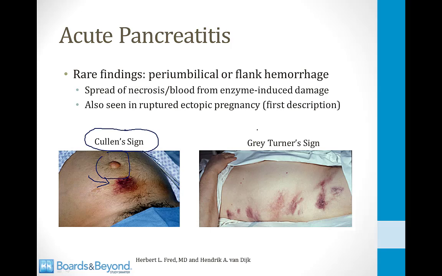The other physical exam finding is called Gray-Turner sign. This is hemorrhage under the skin in the area of the flank. Both of these result from the spread of necrosis and blood from the pancreas due to enzyme-induced damage. And you can see both of these findings in other abdominal processes. Both of them were first described in a ruptured ectopic pregnancy.